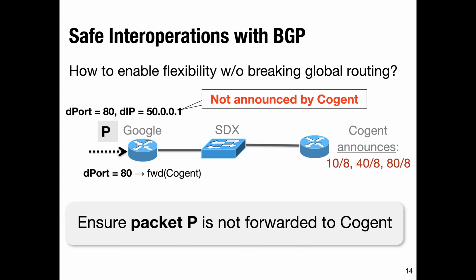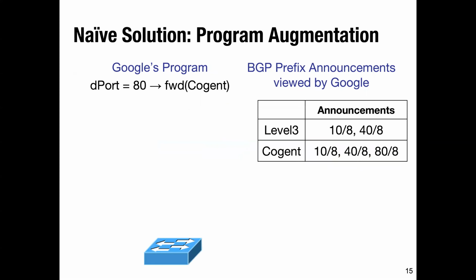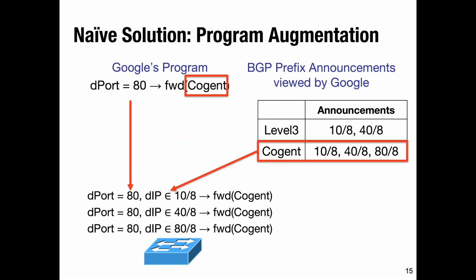Okay. All right. So how can we fix this problem, right? A naive solution here can be that we augment this program, right? Cogent is advertising these three prefixes, and port 80 traffic has to be forwarded to Cogent, so what we can do is augment this program such that it matches on all the prefixes that Cogent has advertised, right? So rather than writing one rule or one program, I will write three programs, which will iteratively match on port 80 and then each of the prefixes that it has advertised, right?